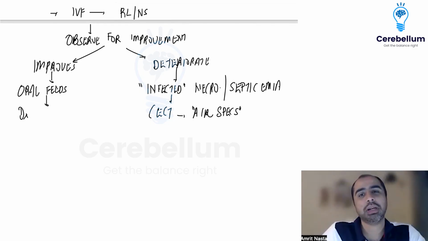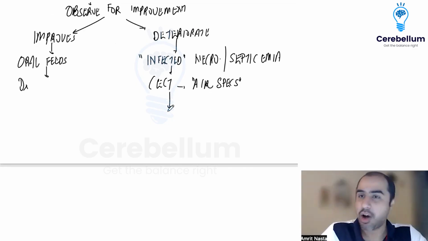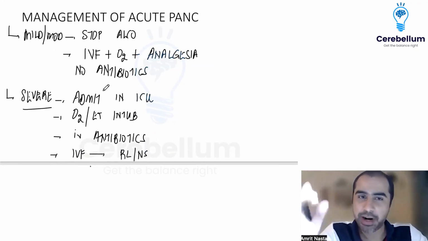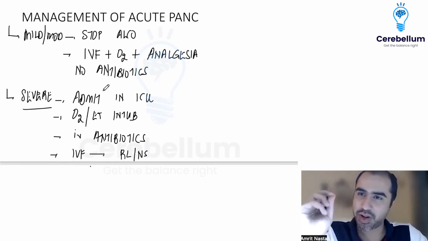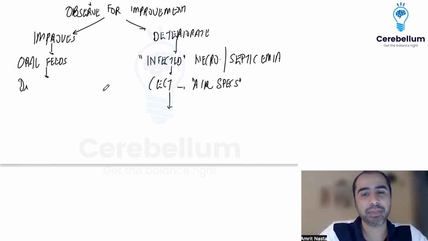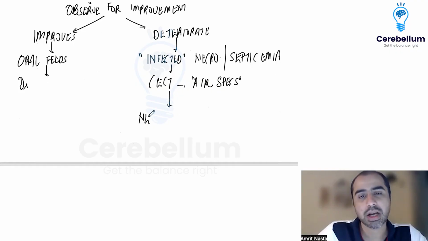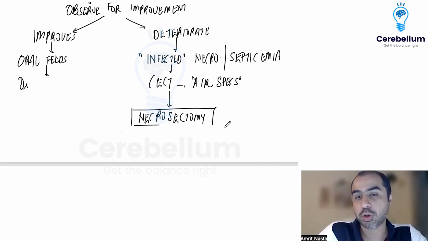You have to do. Now here you will call the surgeon. Everything till here, whatever you did was all medical, medical, medical, medical. This is the only place where there is some surgery that has to be done. So the necrosum has to be removed. That is called as necrosectomy. Okay, this is the treatment of pancreatic necrosum, which is infected.